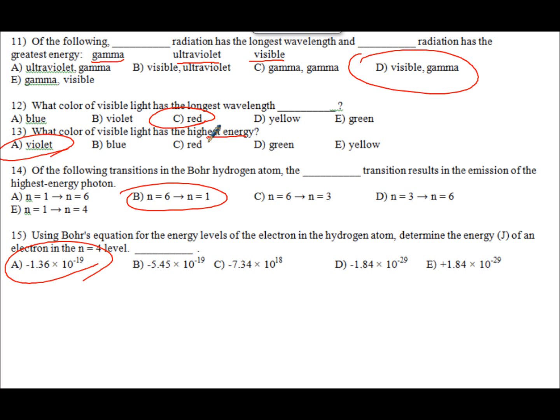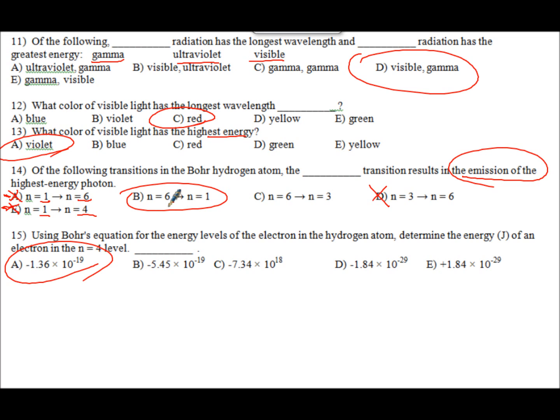Violet is the shortest wavelength, so you would get more waves in a second, higher frequency. Number 14: of the following transitions, the blank transition results in the emission of the highest energy photon. So A and E don't work, because they wouldn't be emitting photons. They're going from energy level 1 to energy level 6 or 1 to 4, so they're actually increasing in energy. They'd be absorbing photons. Same thing with D, that's an increase, so that doesn't work. So it's either B or C.